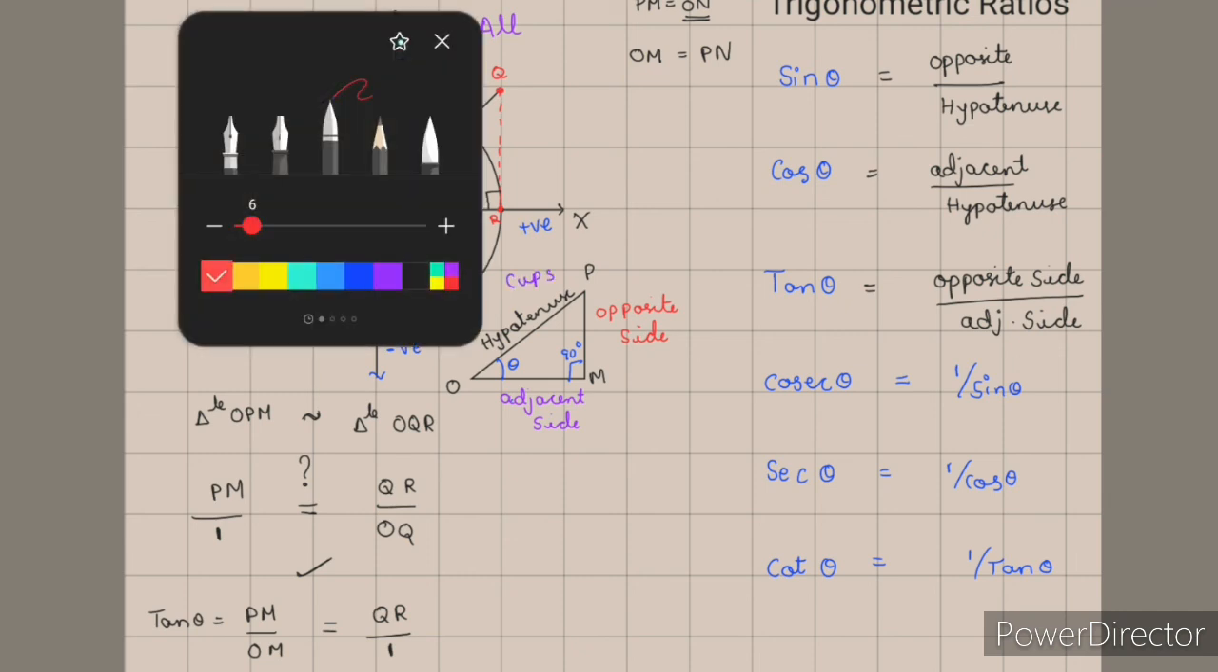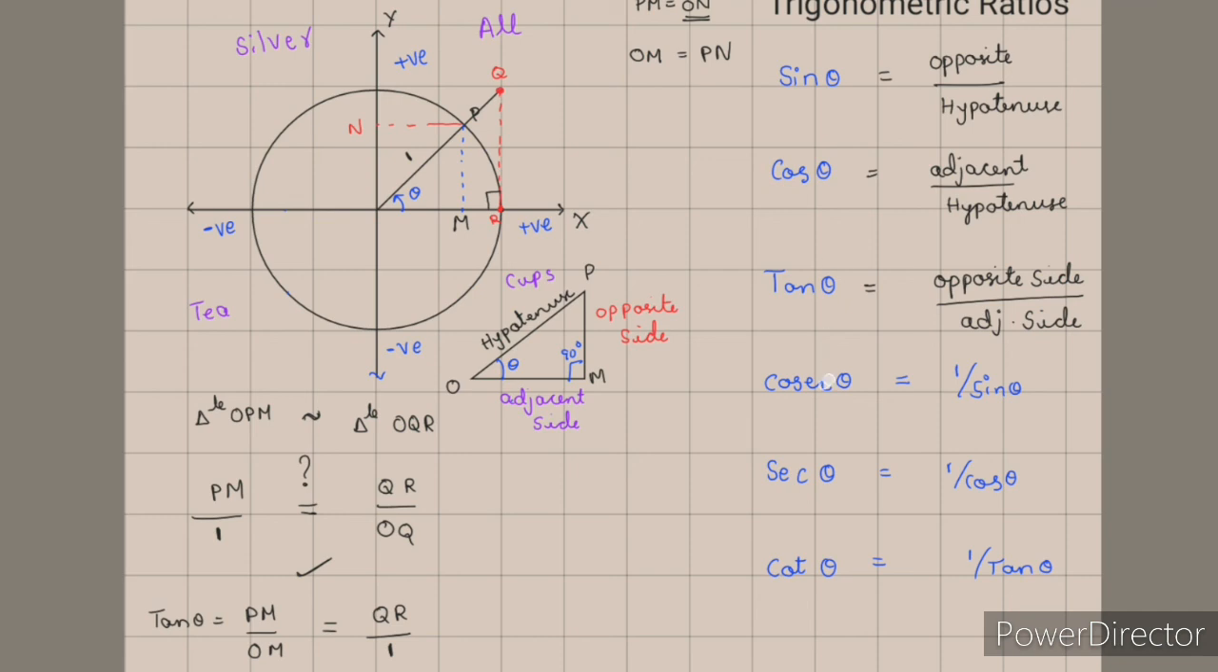See, "All" is nothing but all trigonometric ratios are positive in the first quadrant, which is 0 to 90. Silver, take the sine. So sine, and what is the inverse of sine? Which is cosec. Sine and cosec are positive in the second quadrant. T is nothing but tan. What is the inverse of tan? Cot. So tan and cot are positive in the third quadrant.